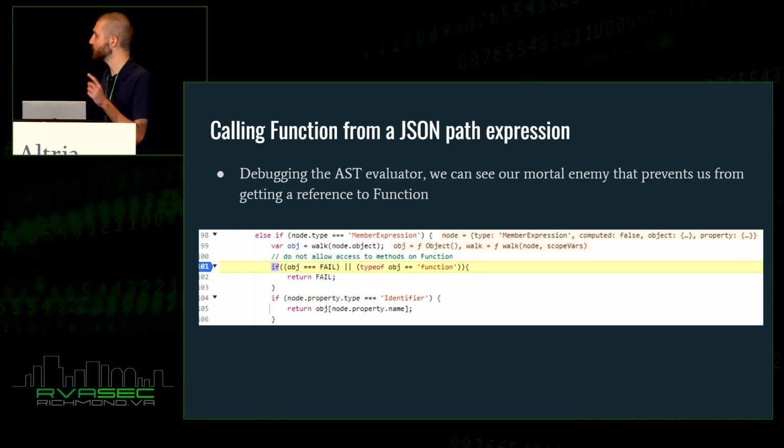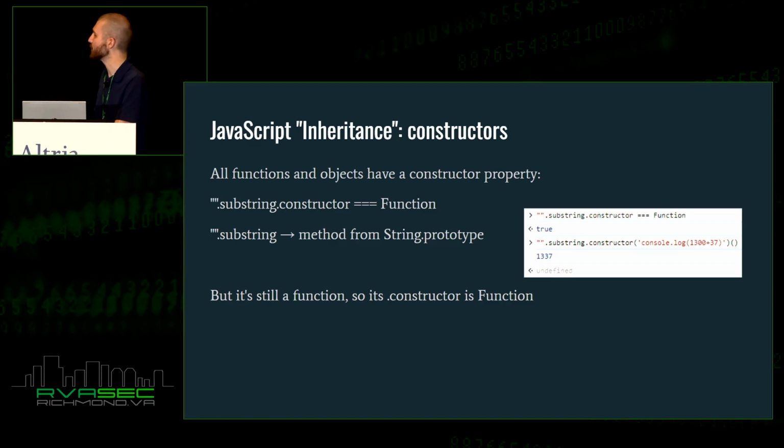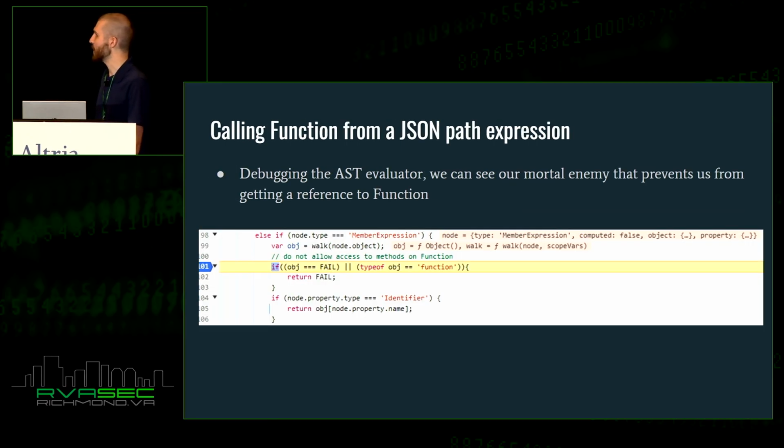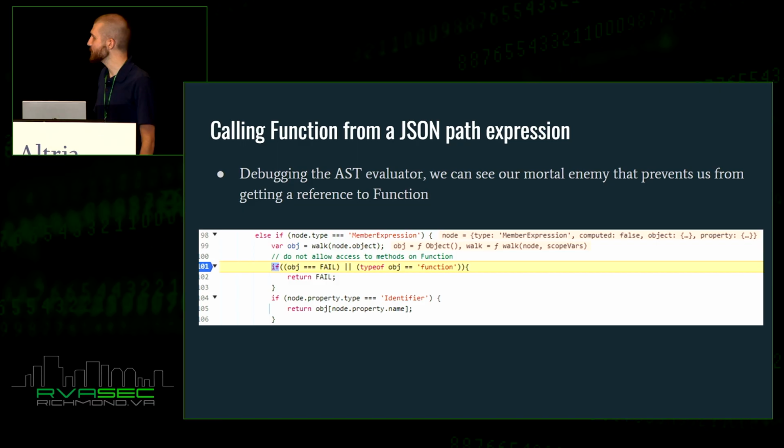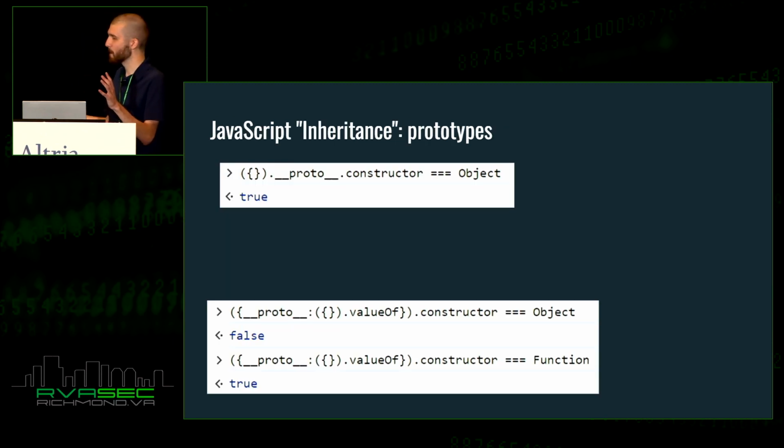It will not return functions, or it will not return things where type of obj equals function. So when we call dot constructor to try to get a reference to it here, or dot substring to try to get a reference so that we can call dot constructor on that, it'll actually just fail because we're not allowed to have references to functions, to try to prevent this kind of scenario. However, this is where things get really interesting, because all this is doing is checking that type of obj is equal to function. We can work around this via JavaScript prototypes.